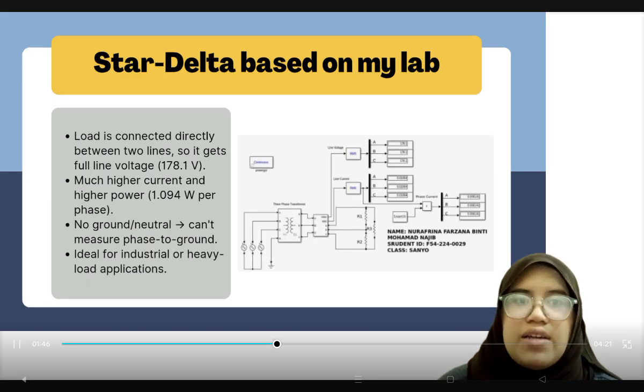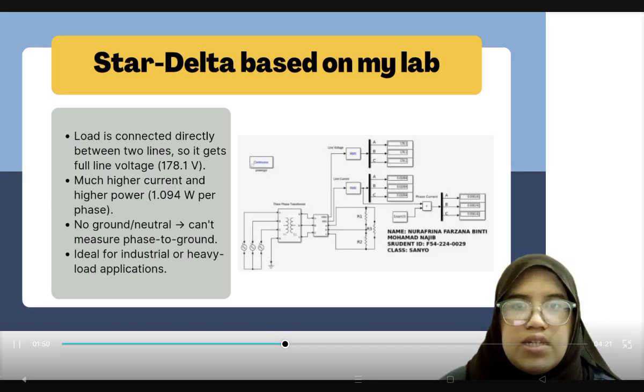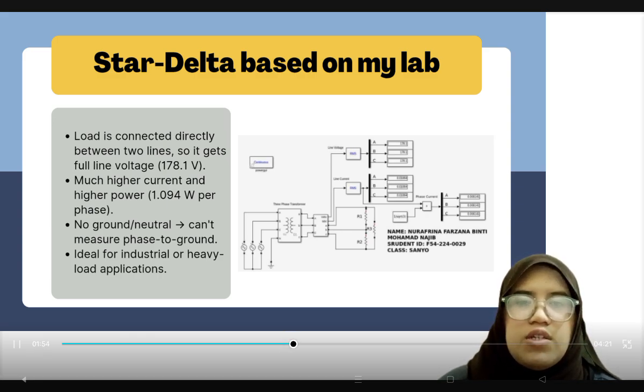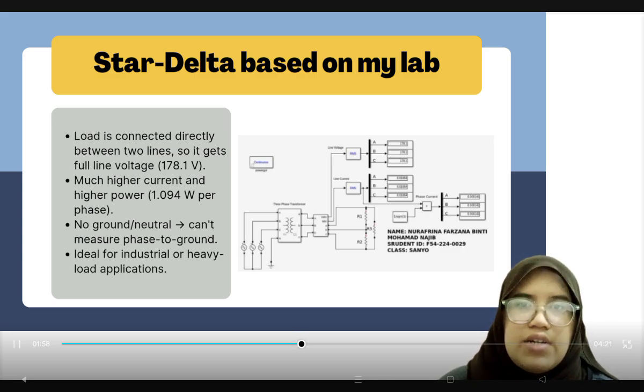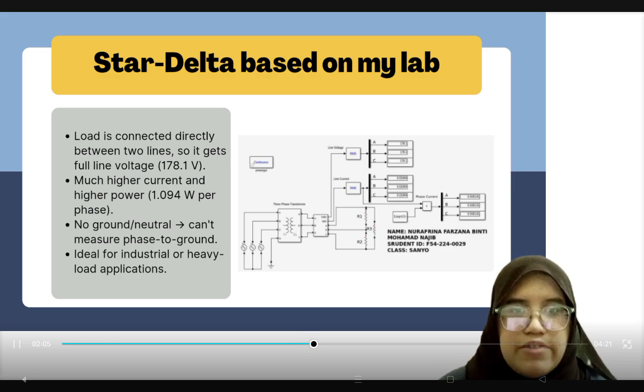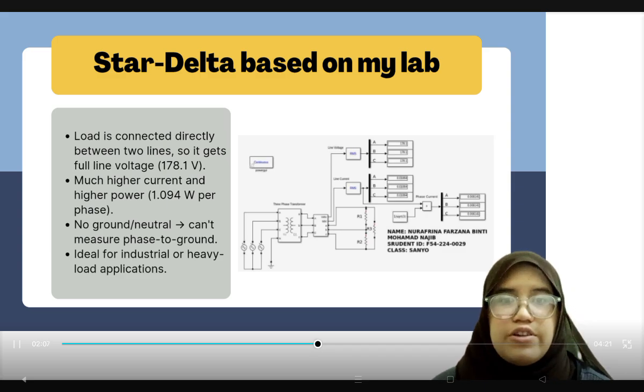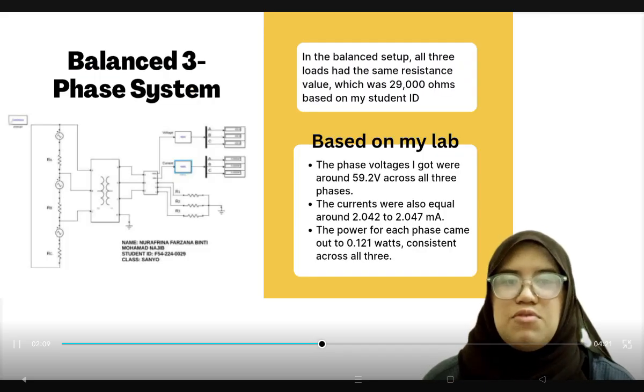Next, for my star-delta, based on my result, the load is connected directly between two lines, so it gets full line voltage, which is 178.1 volt. Next, much higher current and higher power. Lastly, no ground or neutral, where we can measure phase to ground, which is ideal for industrial or heavy load application. Next, we move on to balanced and unbalanced three-phase.